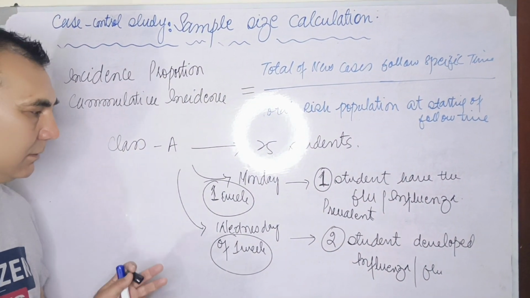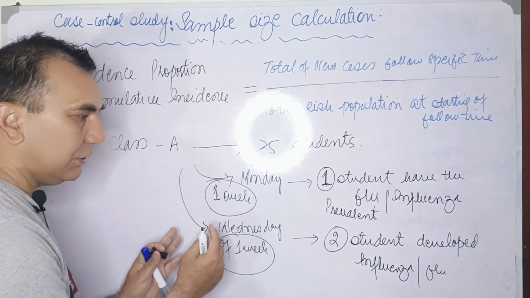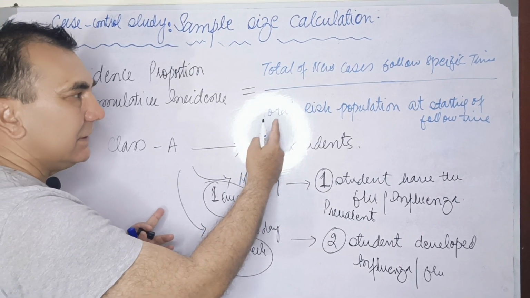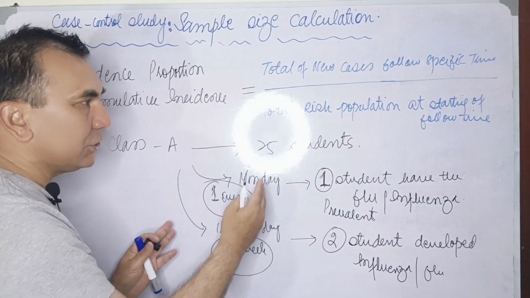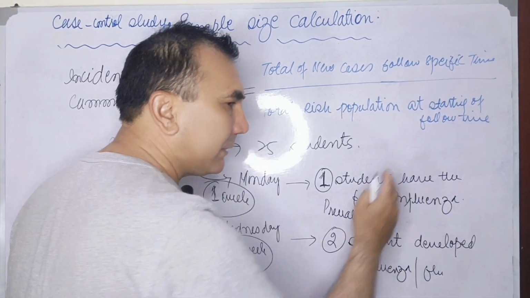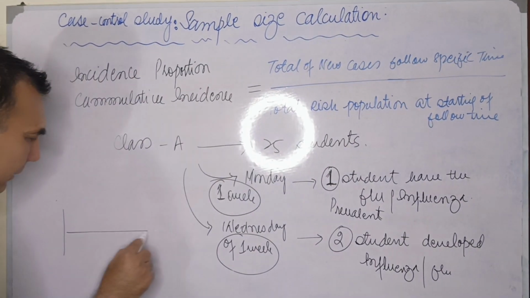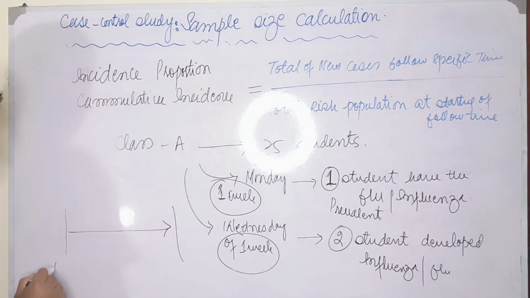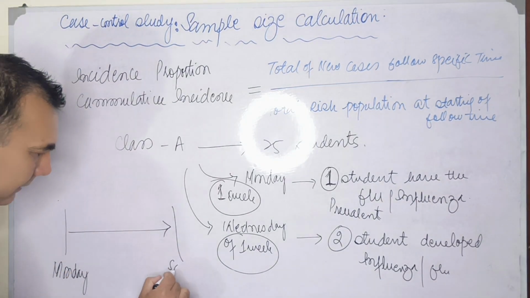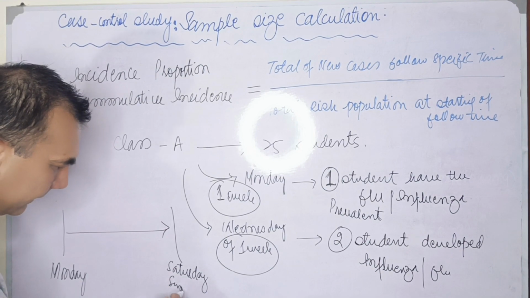Okay, now the first week of the first month you have to follow. You are starting with the total number of the risk population at the starting of the follow-up time period. So you have been followed from the first week, from the Monday till the Saturday, or you can say Sunday.